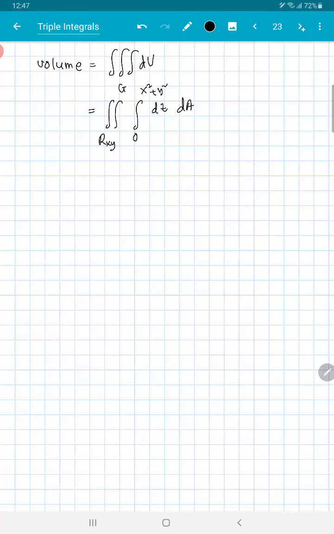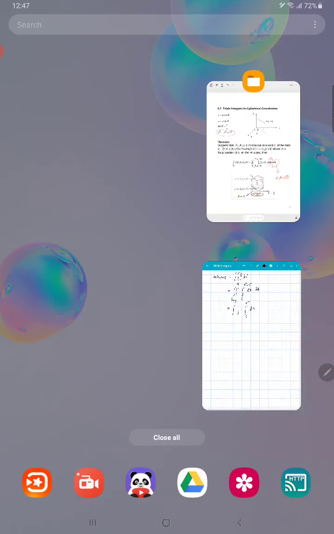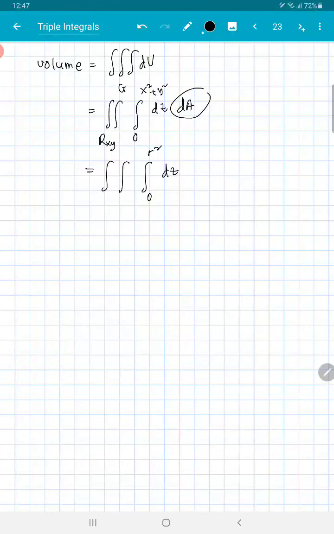But then we're going to use cylindrical. So if it's cylindrical, we cannot use x and y. That will be changed to r and theta, and dA here will be replaced by r dr d theta. So the upper limit for z would be r squared. Remember, x squared plus y squared is r squared. And our dA here would be replaced by r dr d theta.